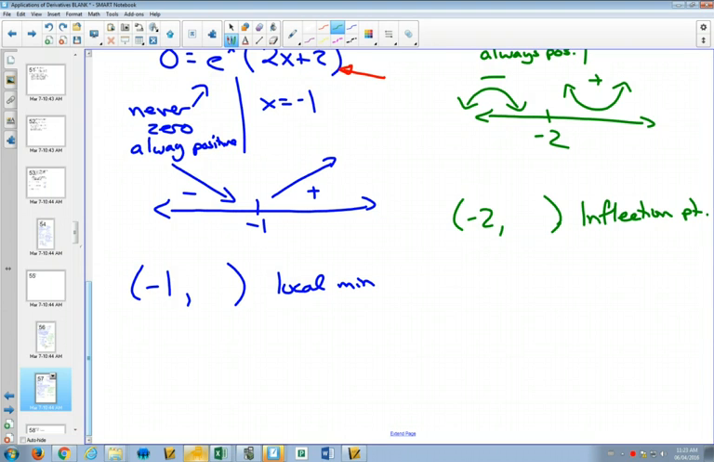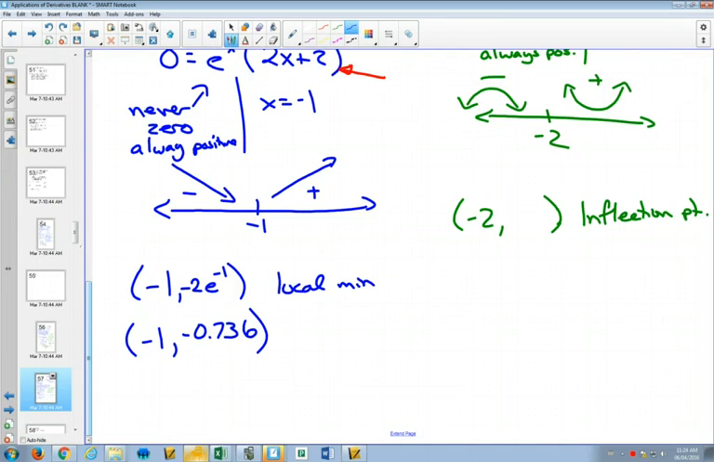We plug it back into our original equation. So when I plug it back into my original equation, I'm going to get -e to the -1. If this was a non-calculator question, that's as much as you could do. If it was a calculator question, we'd actually plug that into our calculator to see what that's equal to. -0.368 rounded.